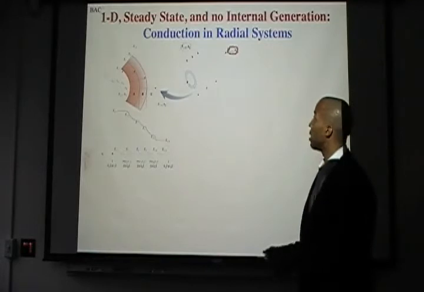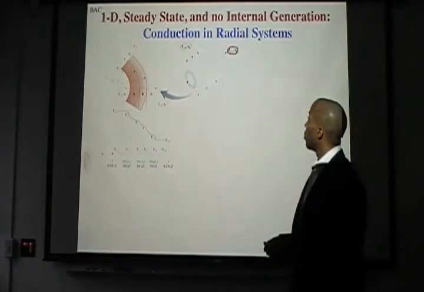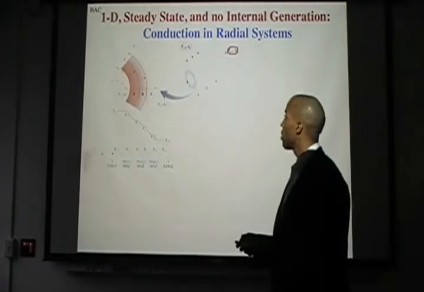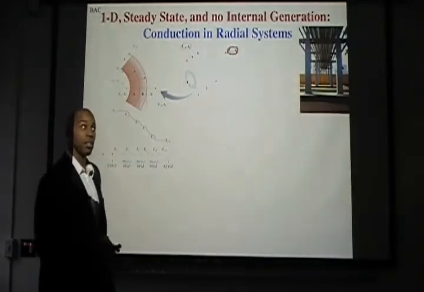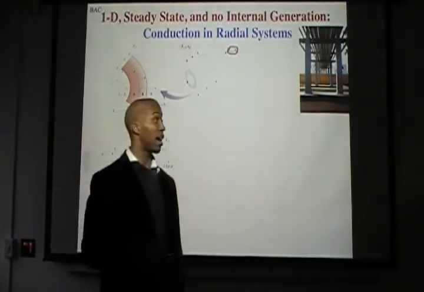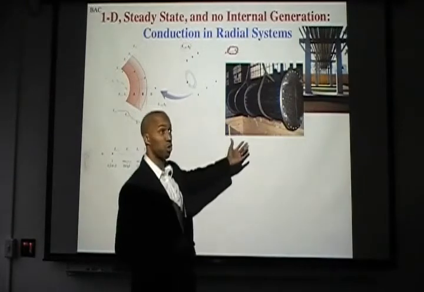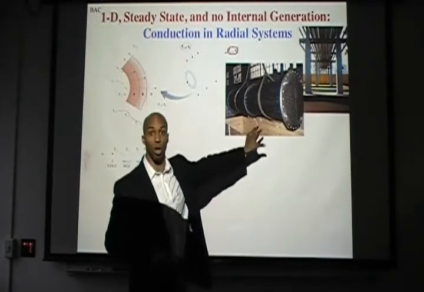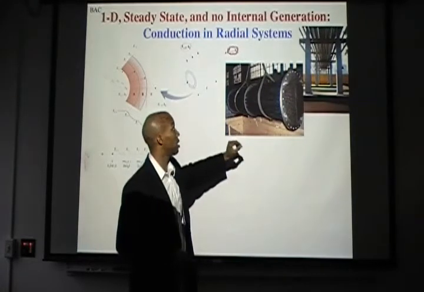So moving forward with 1D steady state conduction with no generation in radial systems, what if we have some sort of pipe that could be a pipe that's carrying oil from the point of extraction to a refinery? It could be a pipe or a tube that's in a shell and tube heat exchanger. We saw these the first week of class. But this is a much larger version of that shell and tube heat exchanger that's used in practice.